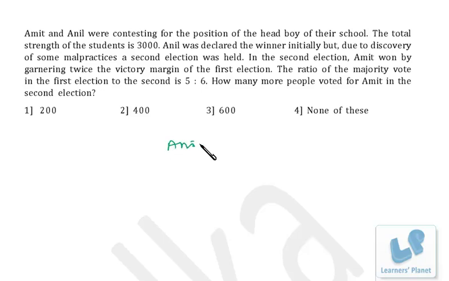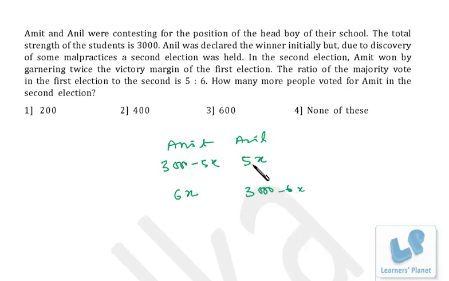Now this is Amit, Anil, right? In the first election, Anil was declared the winner, right? And the ratio of majority vote, that means Anil might have got the majority vote. So the ratio is 5:6. So in the first election, Anil has got 5x, and in the second election, Amit has got 6x. Now in the first election, Amit might have got 3000 minus 5x, and in this case he might have got 3000 minus 6x.